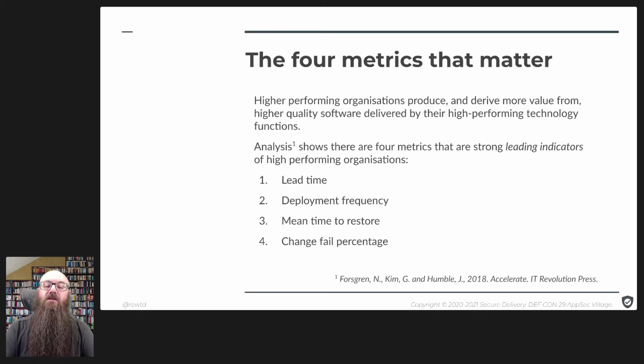The leading indicators that are used to define high-performing teams are the 4 metrics that matter. High-performing organizations derive more value from high-quality software delivered by their high-performing technology functions. Analysis by Nicole Forsgren, Gene Kim, and Jez Humble in 2018 in Accelerate shows that there are 4 metrics that are strong leading indicators of high-performing organizations. They are lead time, deployment frequency, mean time to restore, and change fail percentage.